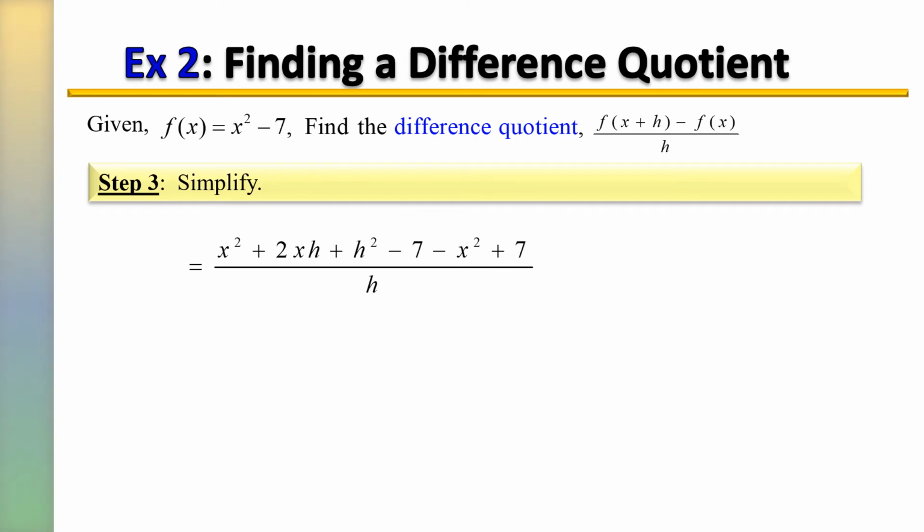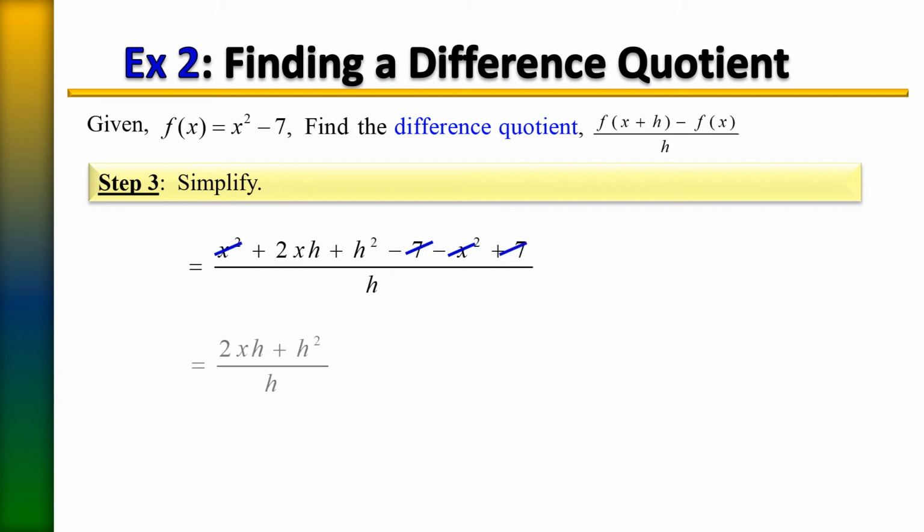And now we're going to cancel out any opposite terms. So what terms do you see that are opposite? That's correct. If you said the x squareds, they're opposites, and what other number? You got it, the 7s. So let's go ahead and cancel those out. And now I'm going to write what we have left.